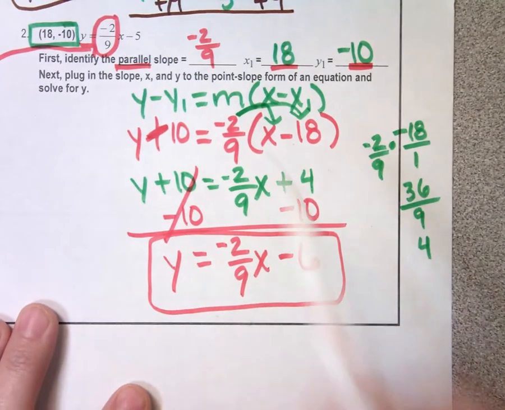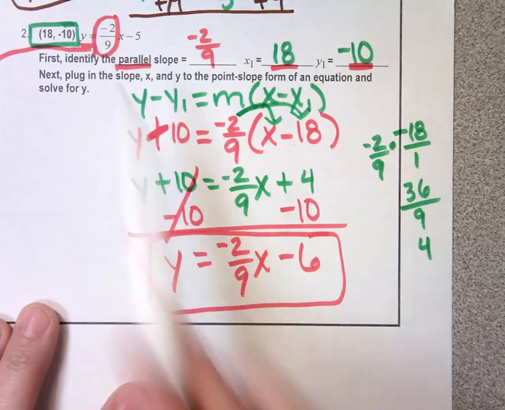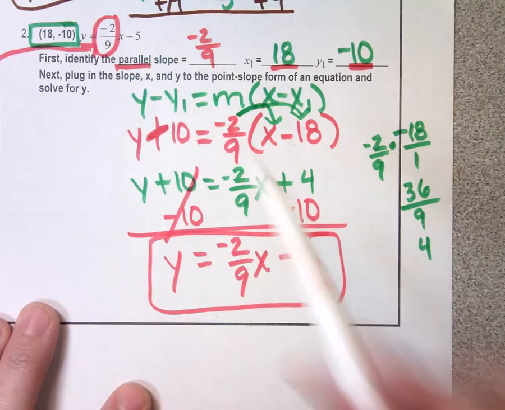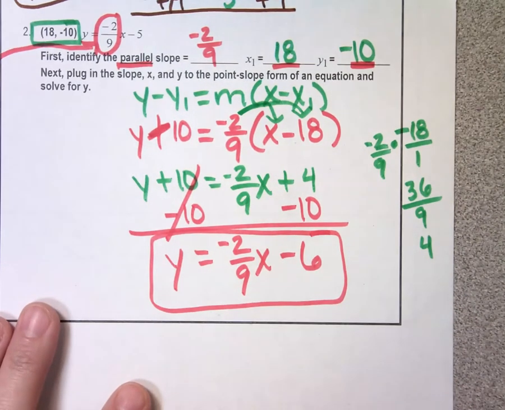You can see when you compare it to this equation up here, they have the same slope, which is why they're parallel, but they do have different y-intercepts. So parallel lines have same slope.